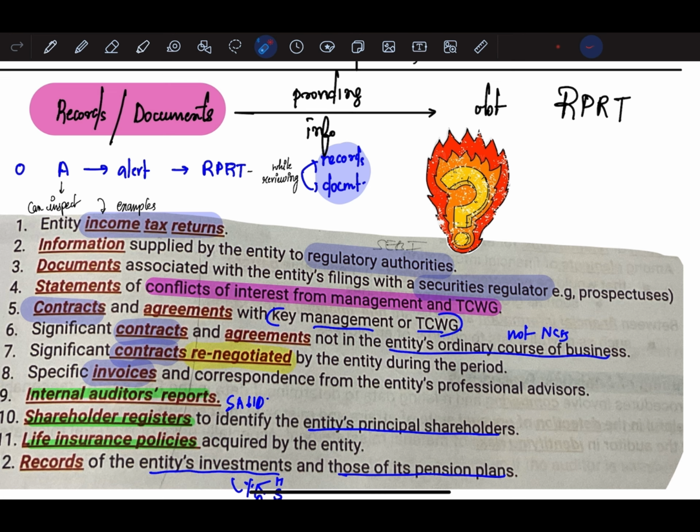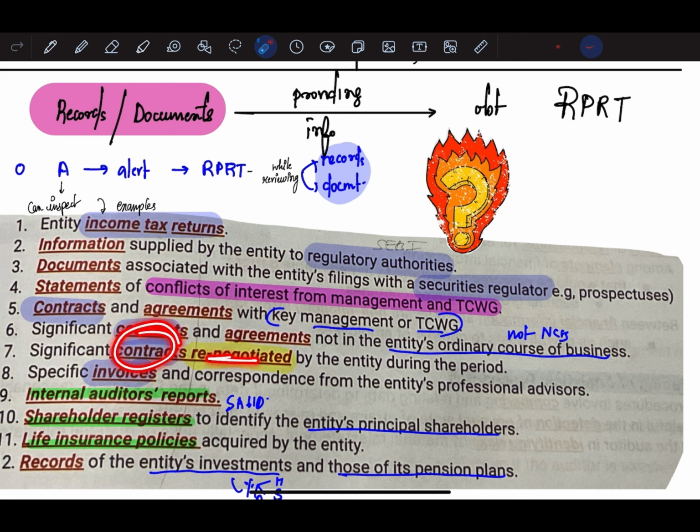So sometimes management and TCWG might have a conflict of interest. So what are the statements of conflicts of interest between TCWG and management? The next one is contracts and agreements with key management or TCWG. So are there any contracts and agreements with key management and TCWG? Next, significant contracts and agreements not in the entity's normal course of business. So those kinds of contracts and agreements which are not in the normal course of business.